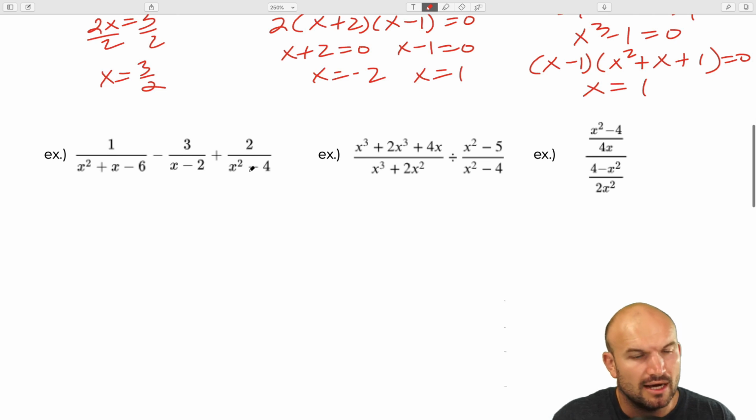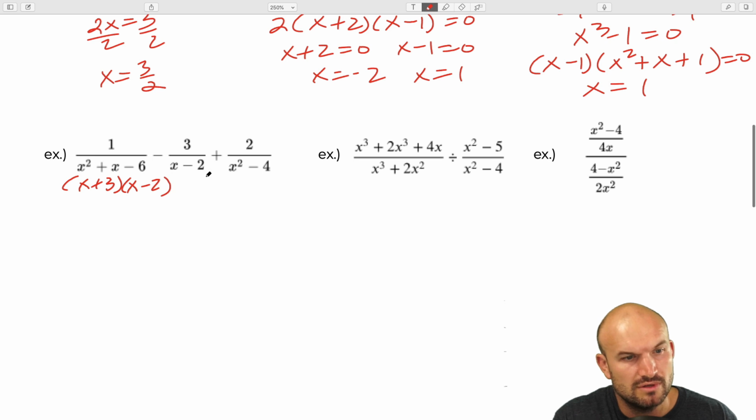In this case, you can see that we have some values that we want to go ahead and simplify. So I could simplify this to x plus 3 times x minus 2. This is already an x minus 2. And then this could be x minus 2 and x plus 2.